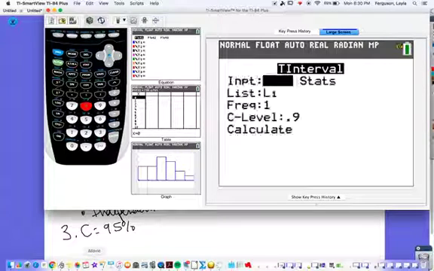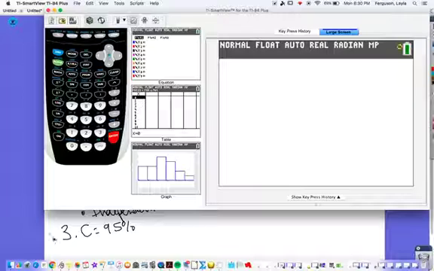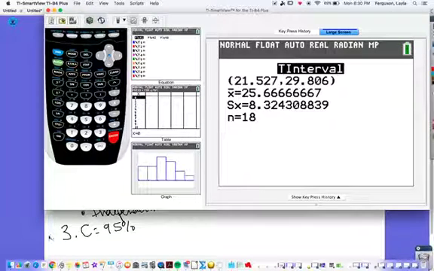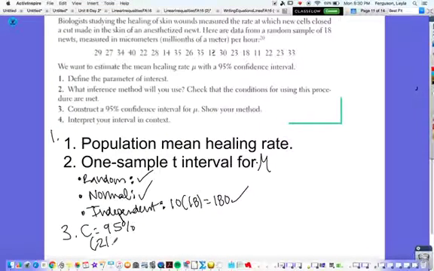So option 8. Keep it on data, keep it on L1. We're going to change our confidence level to 0.95 and then calculate. Whenever we do that, we get an interval of 21.53 to 29.81.